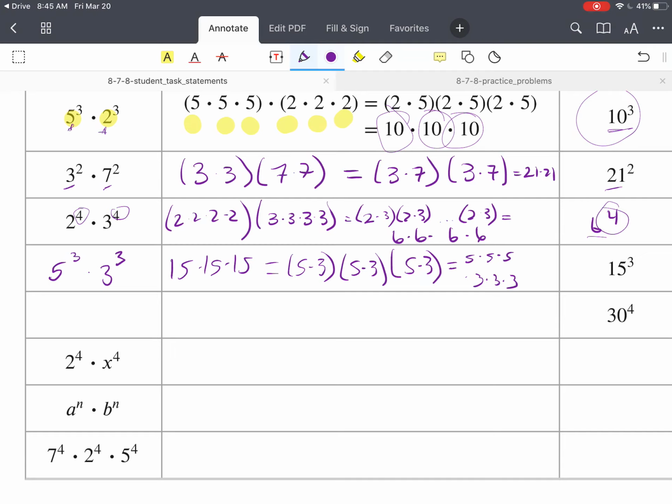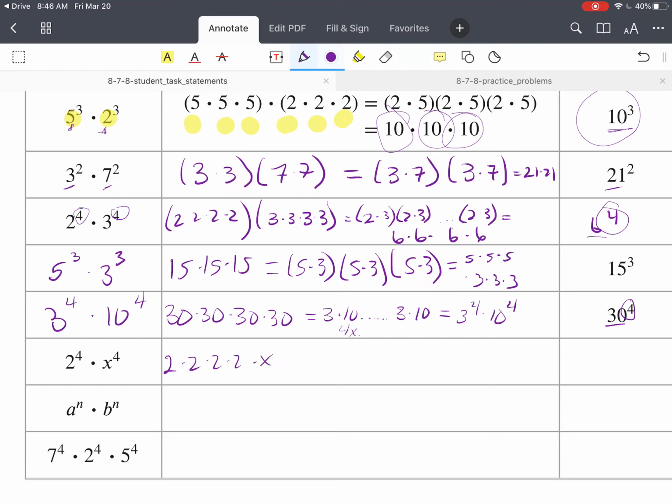Oh God, there's a lot of work. Okay, what times what equals 30? Yes, 1 times 30, 2 times 15, 5 times 6, and then there's also 3 times 10. So let's do 3 times 10, okay? You can also do 5 times 6 if you want. 3 times 10. And then what's the exponent? 4. And the reason is 30 times 30 times 30 times 30 is 3 times 10, how many times? 4 times. So that's going to be 3 to the 4th times 10 to the 4th.